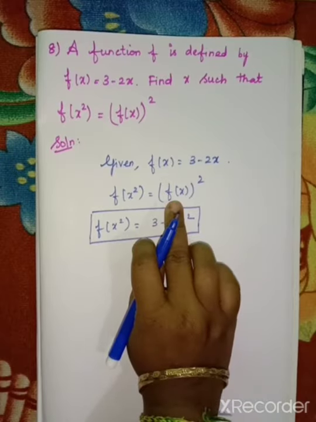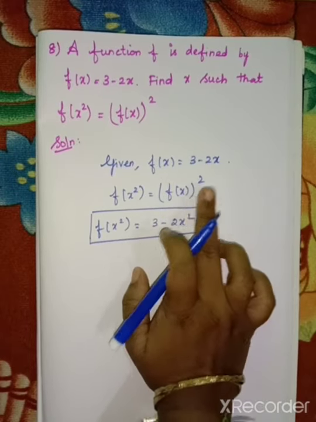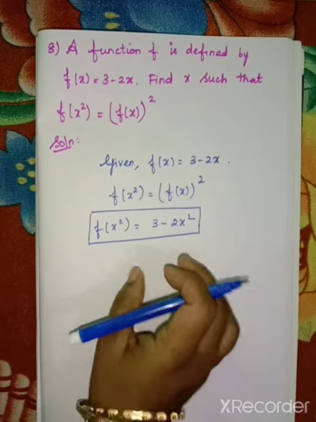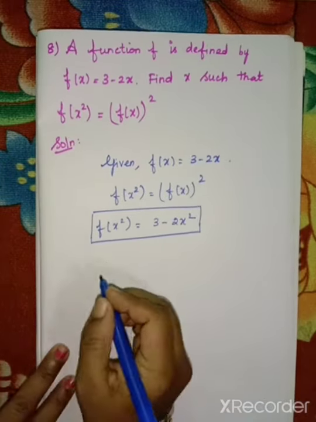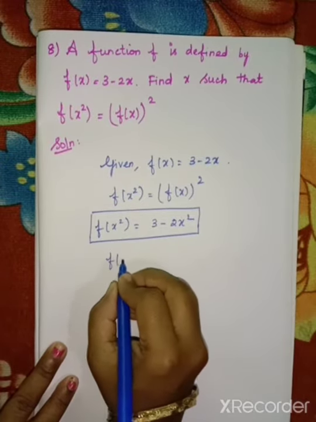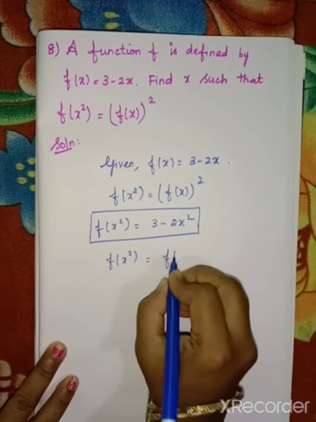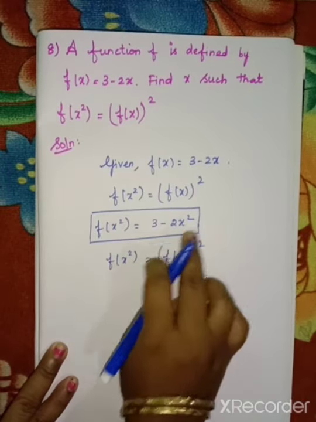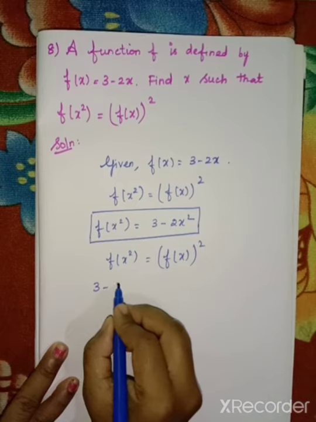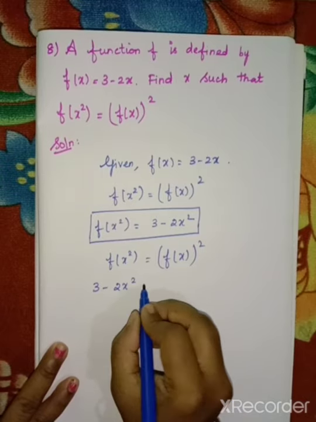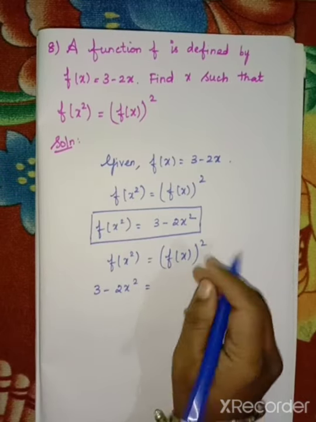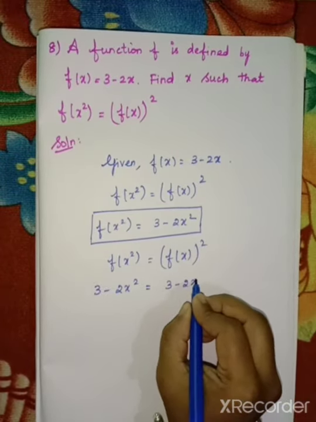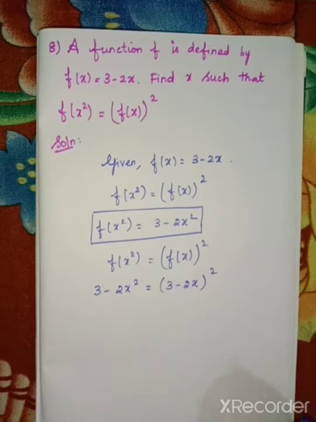Here in the right hand side f of x the whole squared. So already we know the f of x, that is 3 minus 2x. Just you have to substitute now. So here f of x squared equal to f of x the whole squared. In place of f of x squared we find that 3 minus 2x squared, that is equal to f of x, that is given in the question itself, that is 3 minus 2x the whole squared.